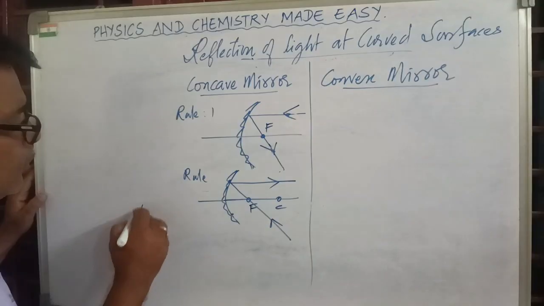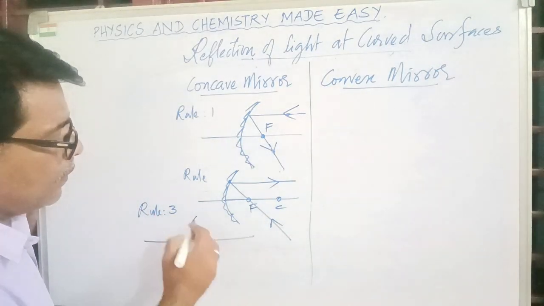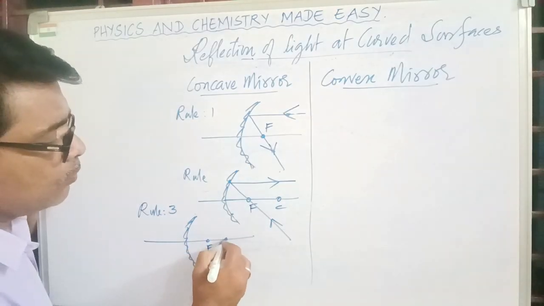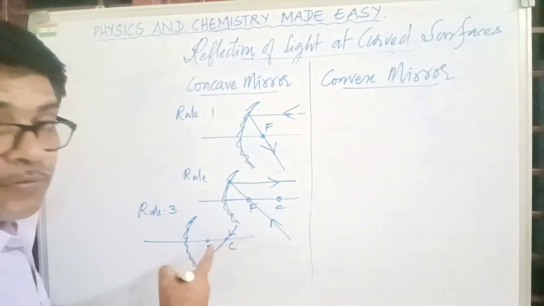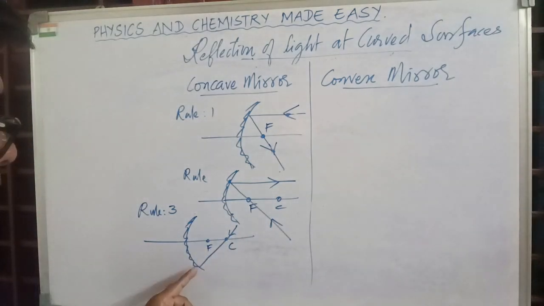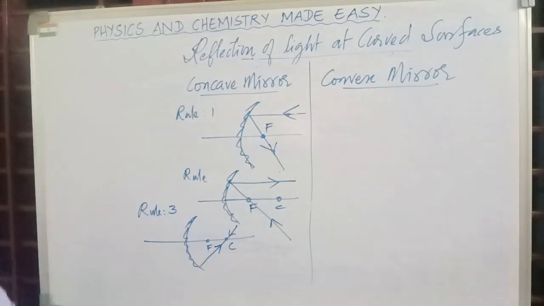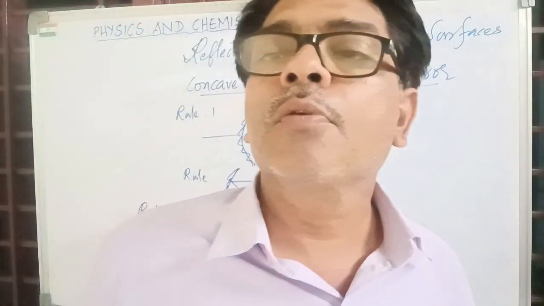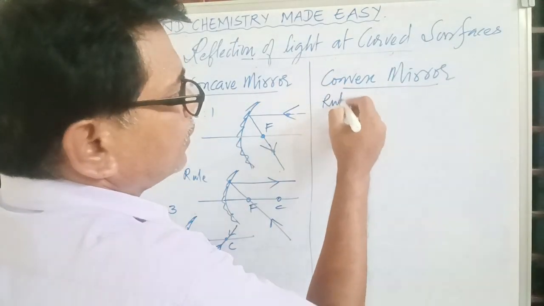Now coming to rule 3. If a light ray happens to pass through the point of curvature and falls on the concave mirror, it bounces back along the same direction. Okay, that's all. Now coming to convex, we'll see rule 1 in convex.